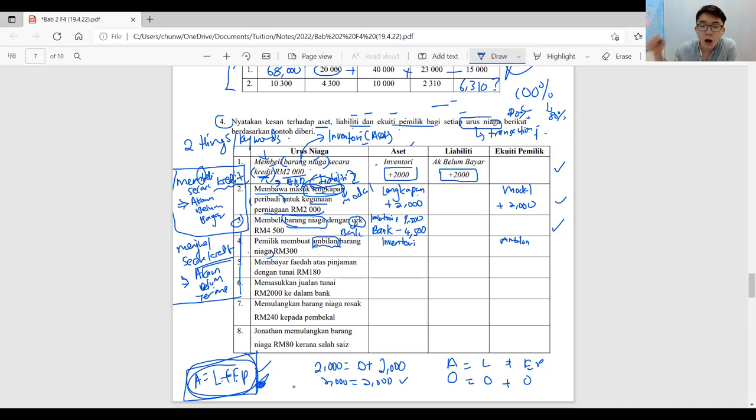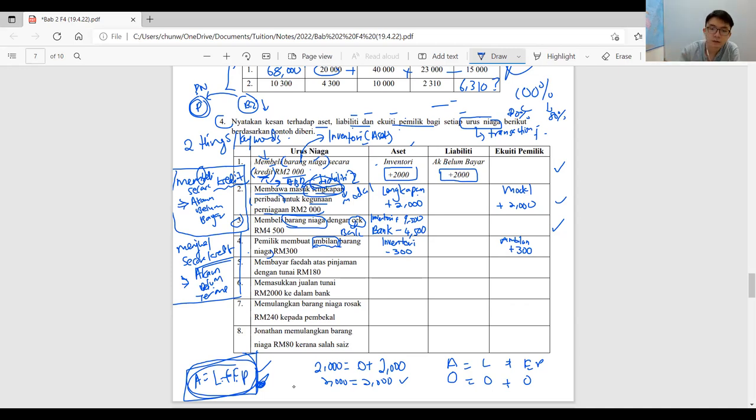Okay, so when you ambil barang niaga for so tadi, now it becomes another way around. So P for pemilik and then B for business. Alright. So sekarang pemilik ambil barang niaga, meaning now the barang niaga is going towards the pemilik. Maksudnya sekarang barang niaga dalam bisnes kita akan berkurang. Therefore you have to minus 300. And then at the same time you ambil barang kan? So the ambilan akan bertambah 300. Faham tak? Because the barang niaga go to the pemilik. And so the ambilan increase 300 ringgit.